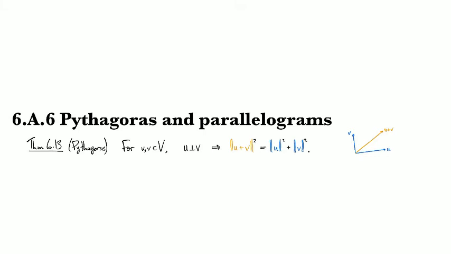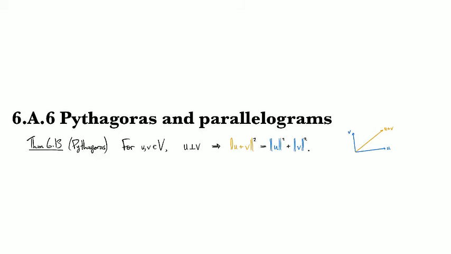All right, so in this clip, we're going to look at the Pythagorean theorem from the point of view of inner product spaces. So if we have two vectors which are orthogonal, then the square of the magnitude of the sum is equal to the sum of the squares of the magnitudes. And so, in other words, if we're looking at the length of this squared plus the length of this squared, we get the length of this squared.